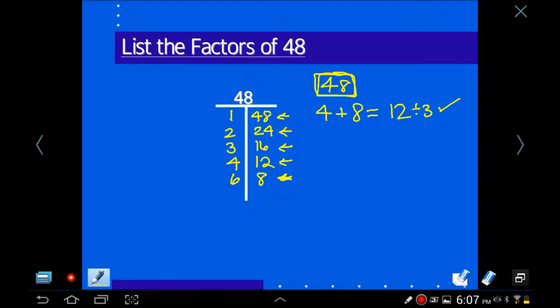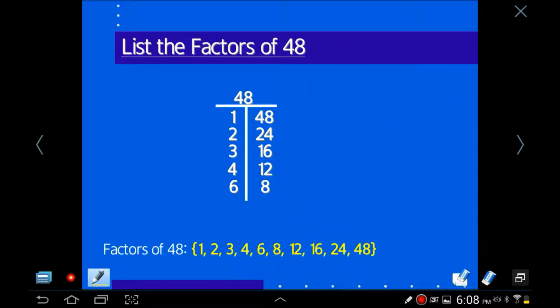Because the only number in between 6 and 8 is 7. But 7 is not a factor of 48. 7 times 7 is 49. So don't confuse that with it being a factor of 48. That would not work. So here again, here's a formal list of all the factors of 48.